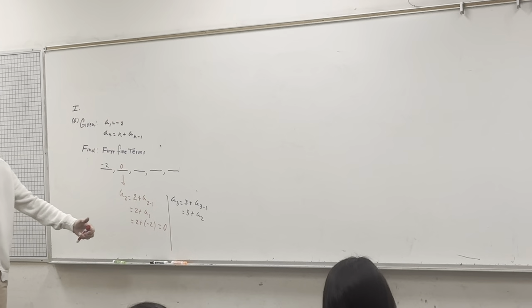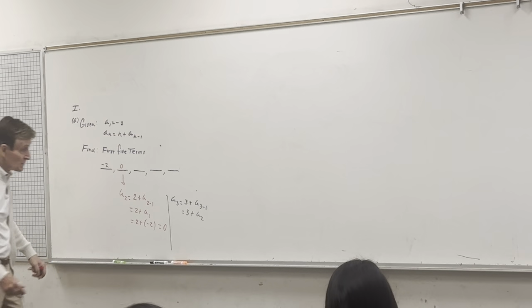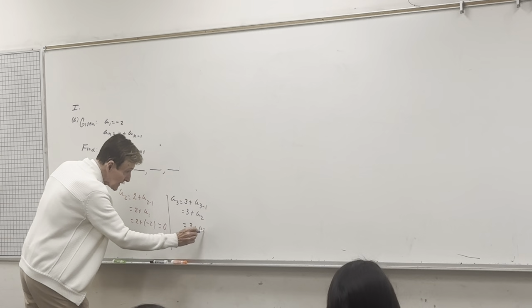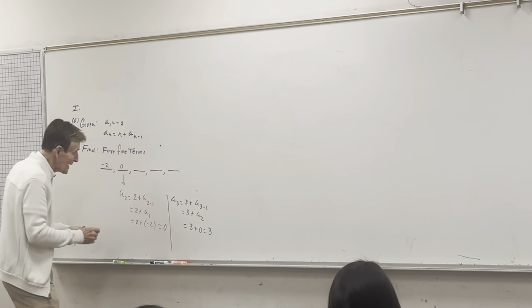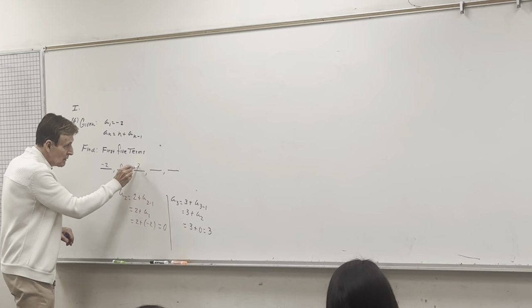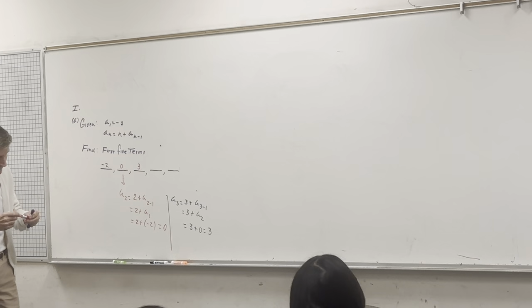Now, do I know what A subscript 2 is? Yeah, I just discovered that was 0. So if I put a 0 in there, 3 plus 0, that tells me my next term, if I have no mistake, is 3. You guys agree? Yes or no? Okay, don't let me make a mistake.